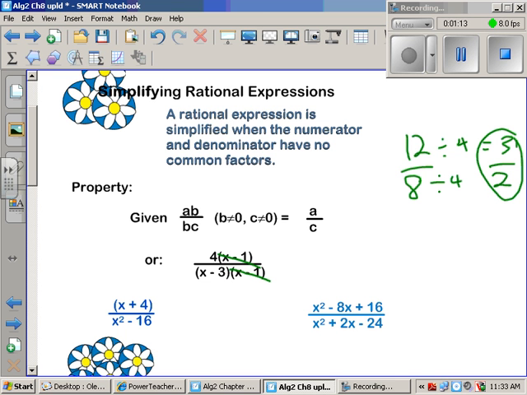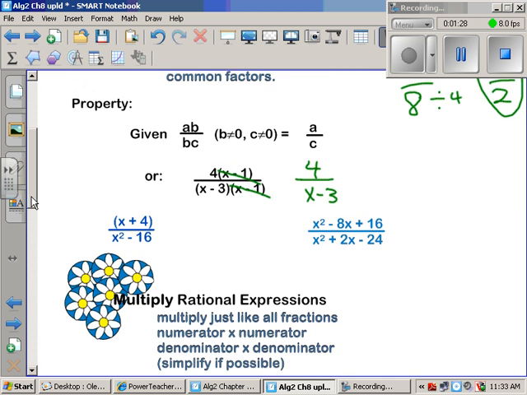So first, we're just going to reduce. Right, exactly. So I get 4 over x minus 3. Okay. So what you need to do when you have a rational expression is, first of all, factor it into its component parts, and then cancel any common factors.